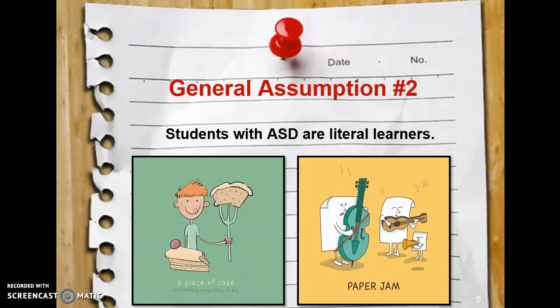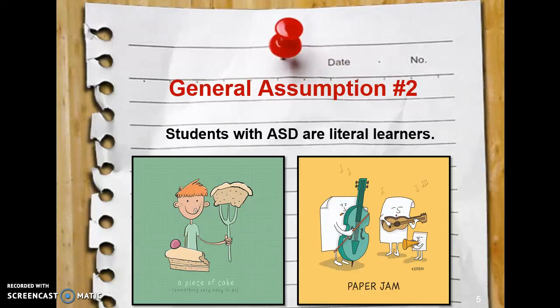Even though the students may have a difficult time comprehending the meaning of these phrases, it's important to still teach the differences between literal and non-literal language. You never know when they will hear a phrase in a movie or during a conversation with another person.